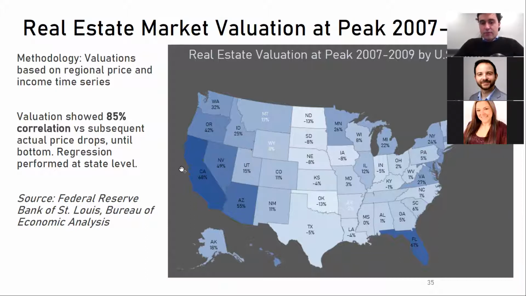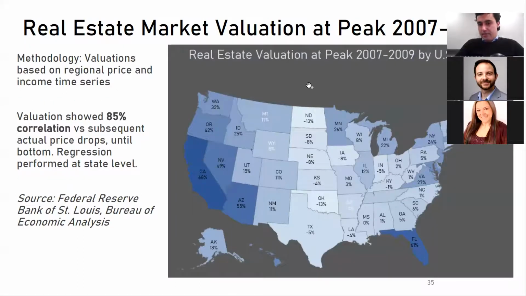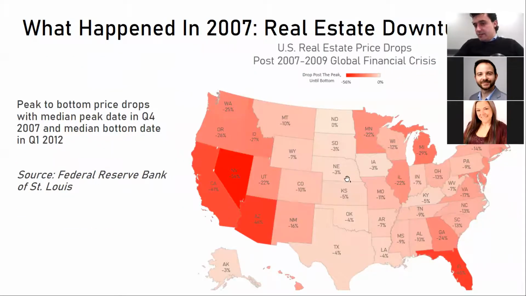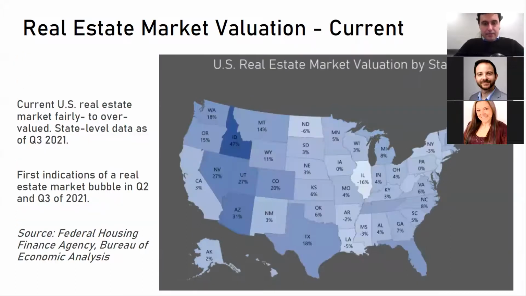And so these were some of those percentages at the peak of 2007 in the same four states, California, Nevada, Arizona, and Florida. They were very high. And, as you see, those were the states that dropped very much. And if you look in the middle, there were states that were even slightly undervalued, like even Texas at the time, and they barely dropped. So that is market valuation.